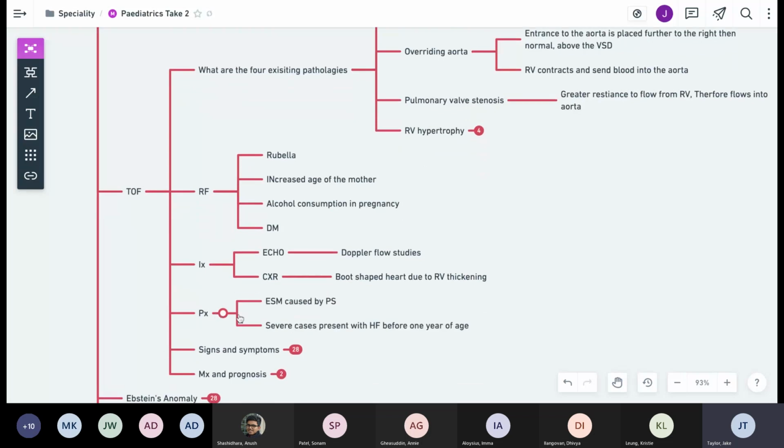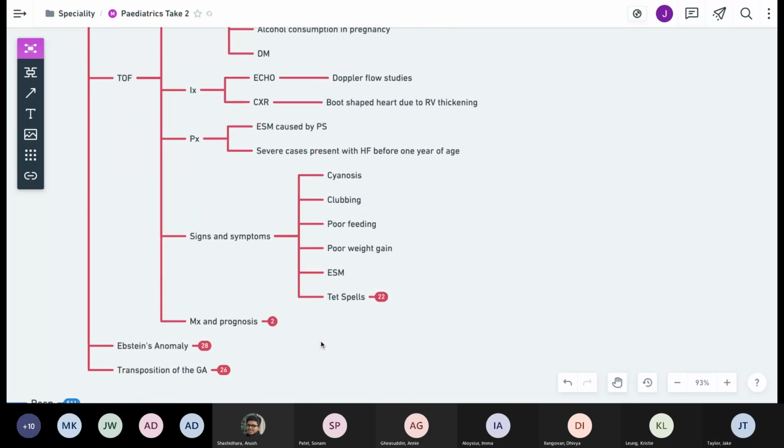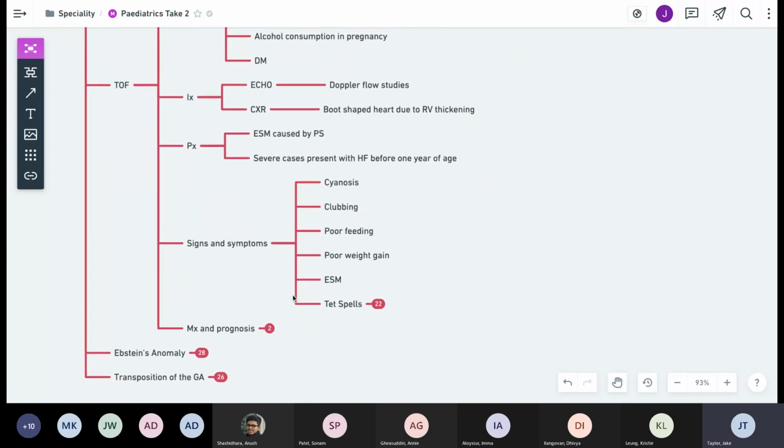Okay, so these patients will present with an ejection systolic murmur caused by the pulmonary stenosis. I suppose they could also have a pan-systolic murmur for the VSD, but I think the ejection systolic murmur is the one that is loudest. Severe cases can present with heart failure before 1 year of age. As I said, the severity depends on the amount of pulmonary valve stenosis, so these signs and symptoms are quite increased.